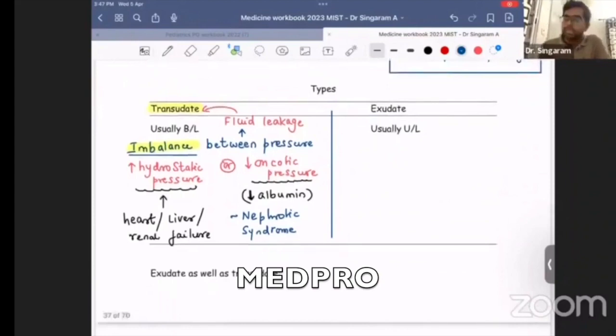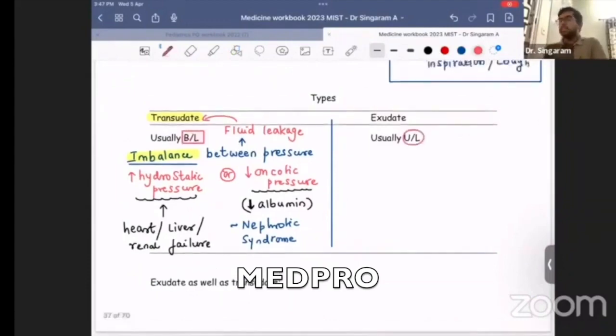And one more important clue in the X-ray findings would be that usually it's a bilateral effusion. Please don't forget this. It is usually bilateral. Whereas on the other hand, exudate usually manifests as a unilateral effusion. Exudate is usually a unilateral effusion.